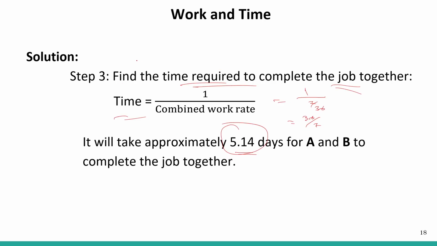So then we found the time required to complete the job together. Okay, so time is equal to what? 1 by work rate, or 1 by combined work rate in this case. So 1 by combined work rate was 1 by 7 by 36. Taking the reciprocal of 7 by 36, we arrive at 36 by 7, that is equal to nothing but 5.14. Okay, so this is the correct answer. So it will take 5.14 days for A and B to complete the job together.